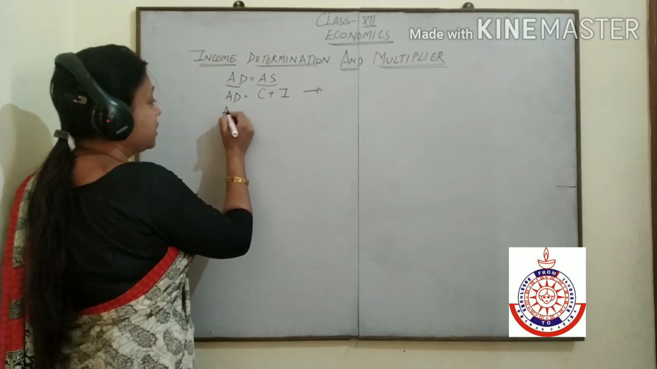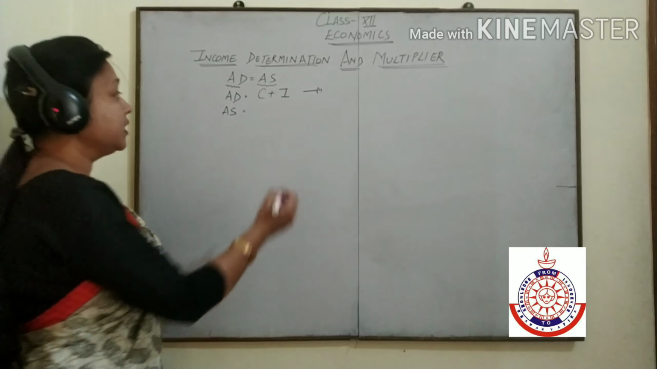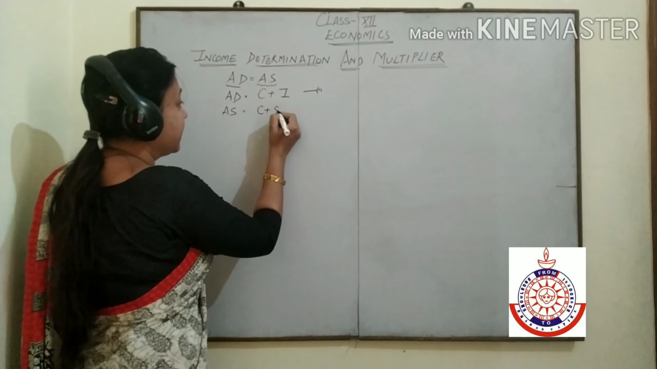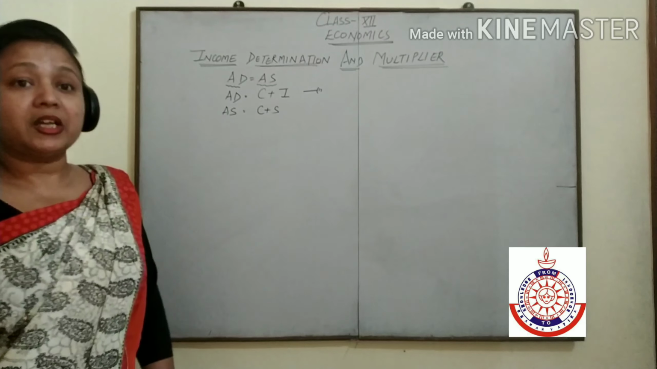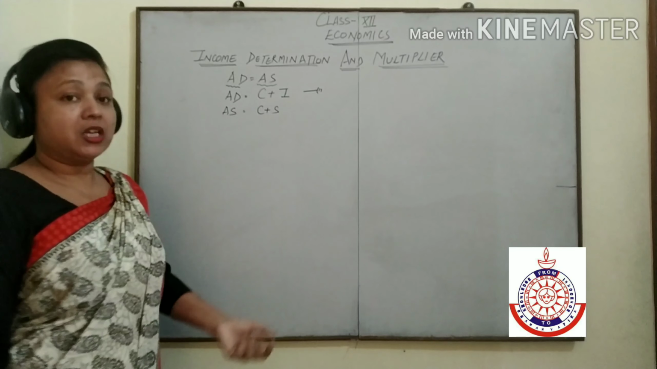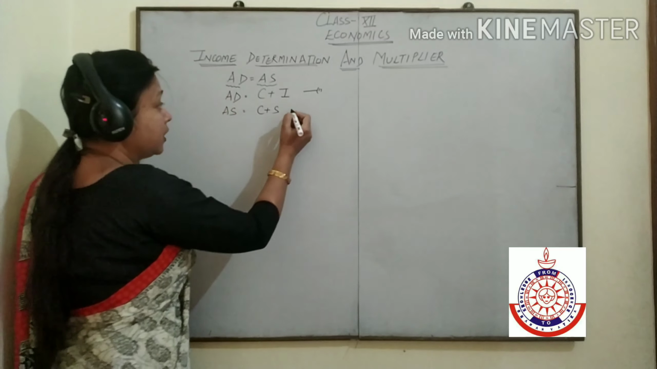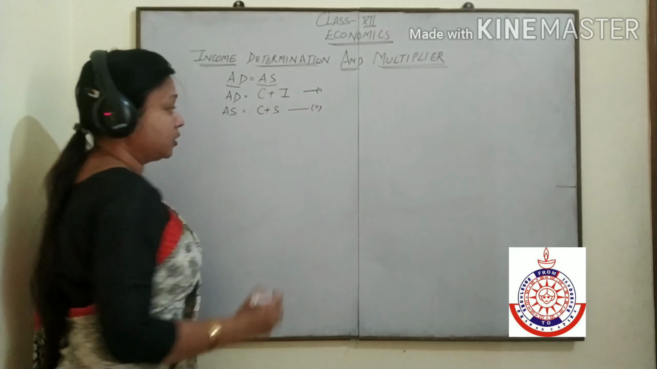Second equation is aggregate supply. Aggregate supply is C plus S. C plus S means we can consume our income or we can save our income. So this is our second equation.